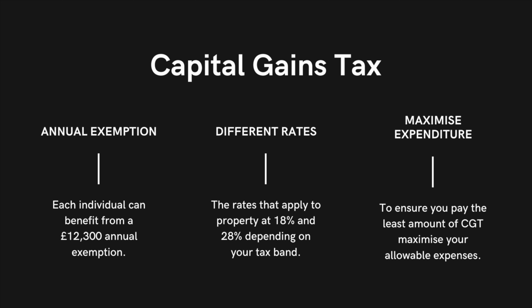It's worth mentioning that you do have different rates of capital gains tax. For residential property sales, it's 18 and 28%. 18% where it falls in your basic rate band, and then 28% when it falls into your higher or additional rate bands. Really, when it comes to maximising expenditure, the best thing you can do is plan ahead, make sure that if you've got a lower income earning spouse, you can use their capital gains exemption by transferring them part of the property potentially, and then keeping good quality records.